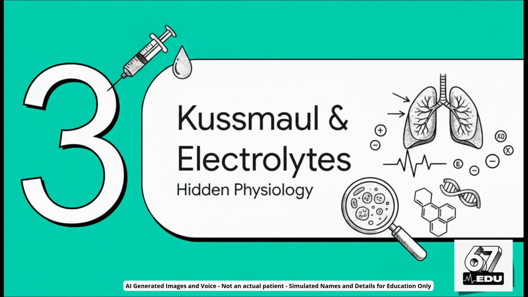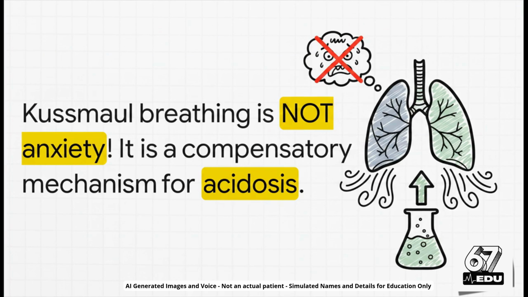Let's jump to Section 3, Kussmaul breathing and electrolytes. We need to look at the hidden physiology here. Okay, we really need to correct a super common clinical misconception right now. The file notes that Chloe is taking these deep, labored breaths at a rate of 30.